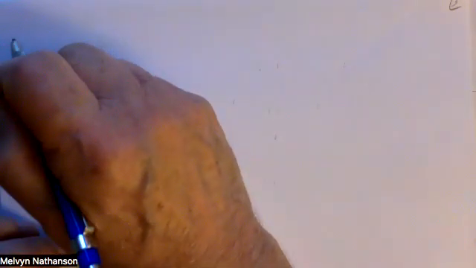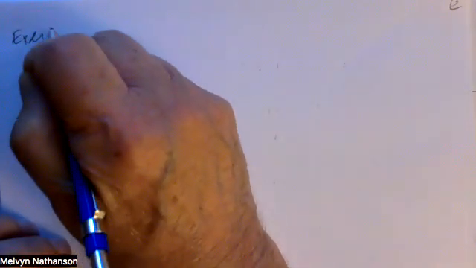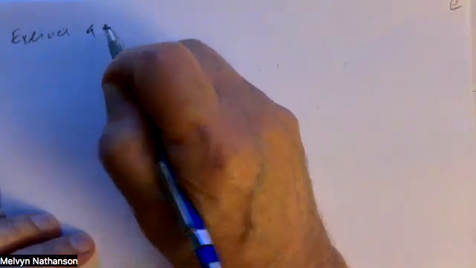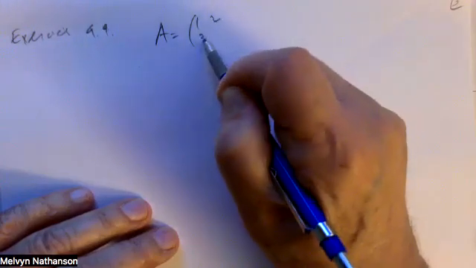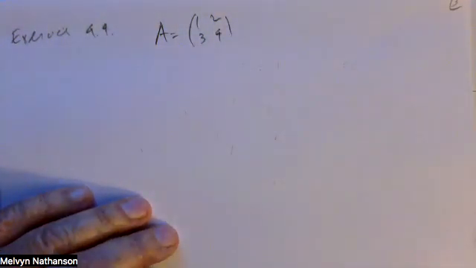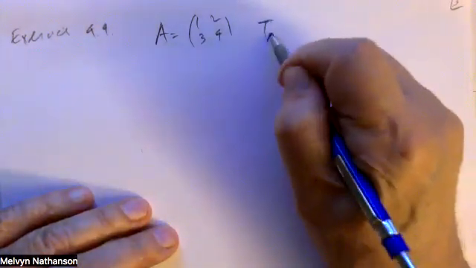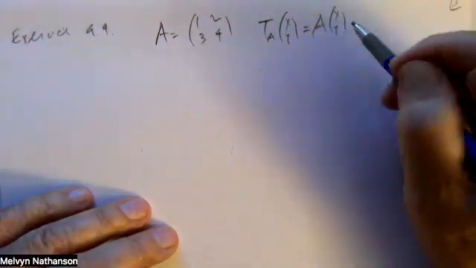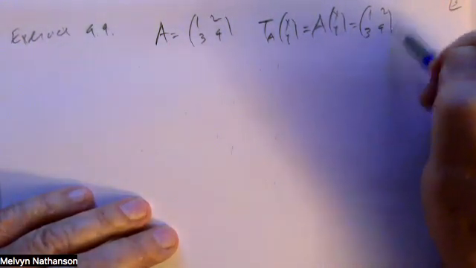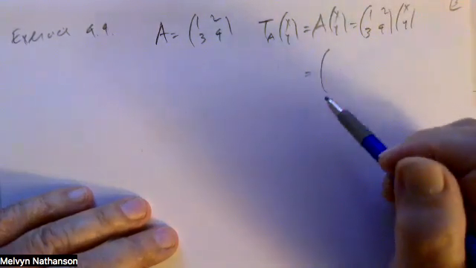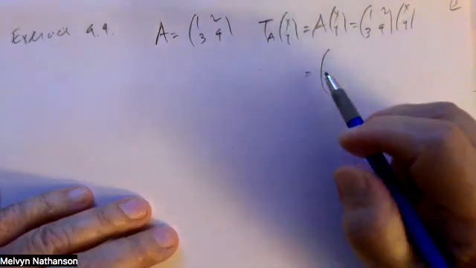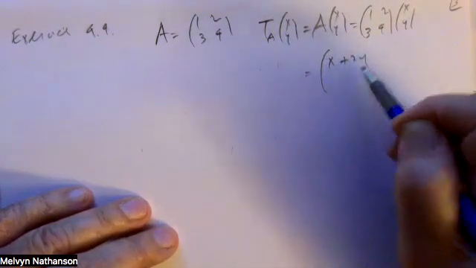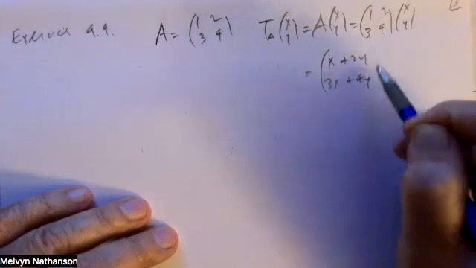So this is exercise 4.4. So we have the very nice matrix A, which is (1, 2; 3, 4). And we define the linear transformation T sub A of (x, y) to be A times (x, y), which is (1, 2; 3, 4) times (x, y). So T applied to the vector (x, y) would be the vector (x plus 2y, 3x plus 4y).